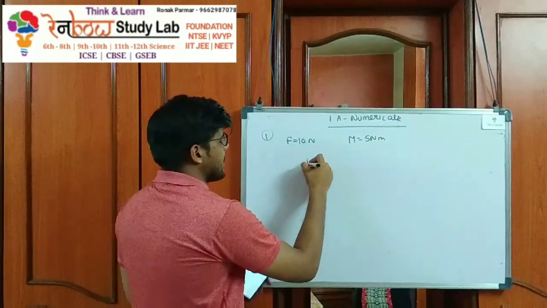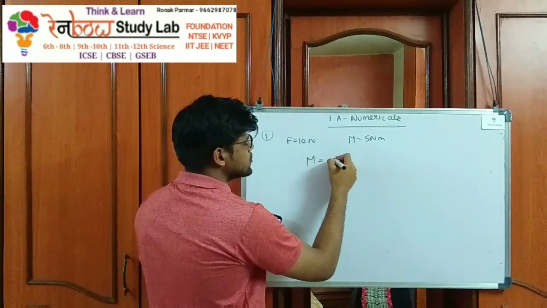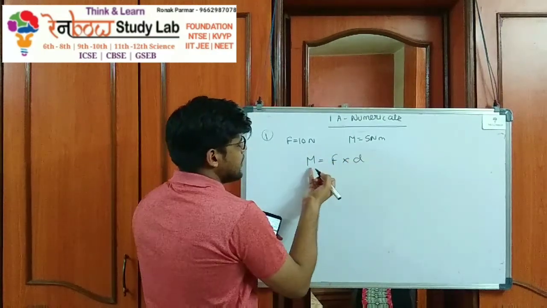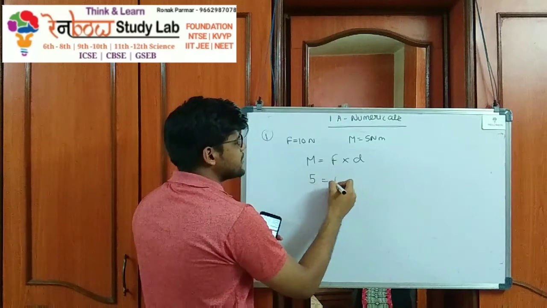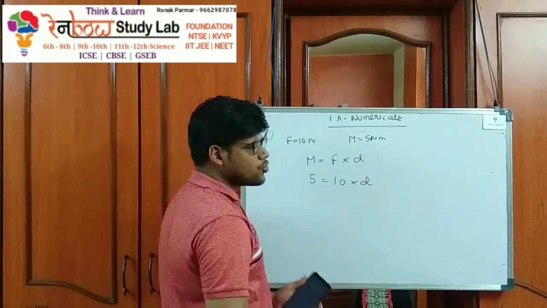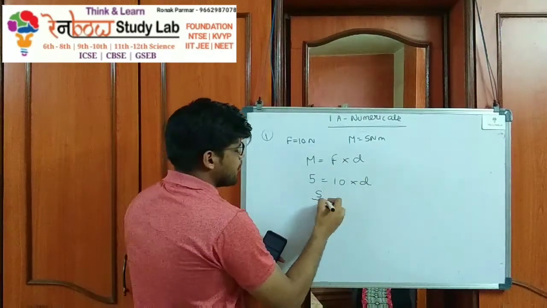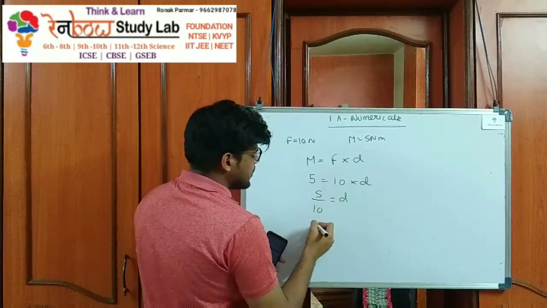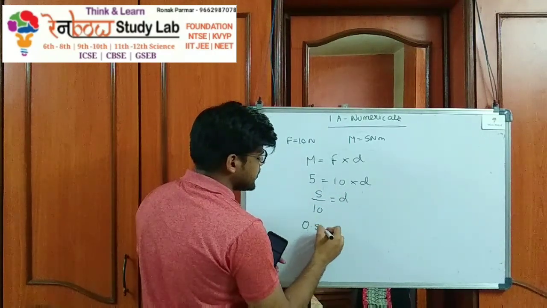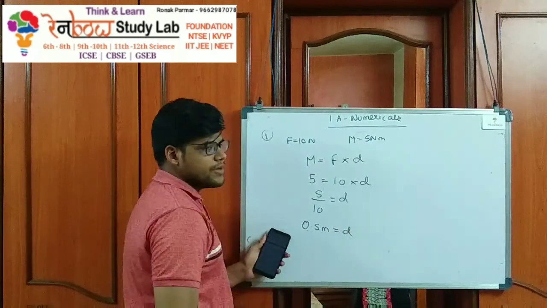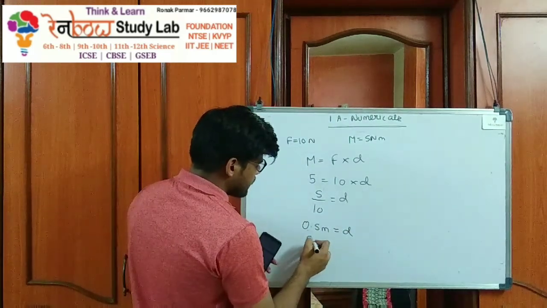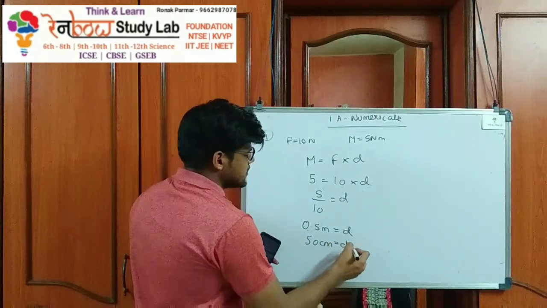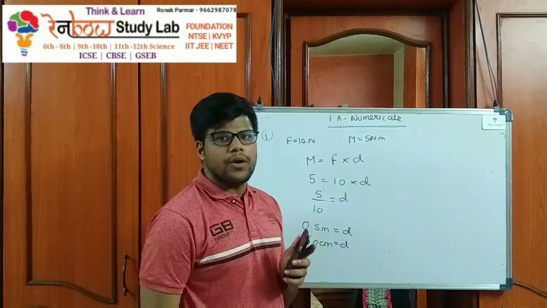We have the formula M, the moment of force, equals F into D. Your M is provided, 5, F is 10 and D is to be calculated. 5 upon 10 will be your D, and 5 upon 10 is 0.5 meter. So your distance will be 0.5 meter or 50 centimeter. So this was your question number 1.